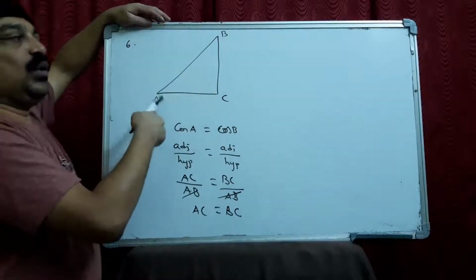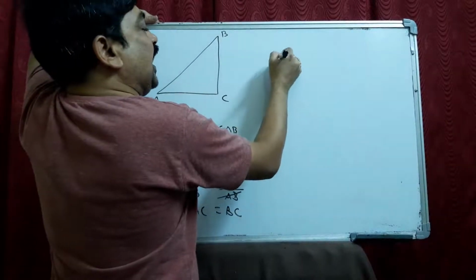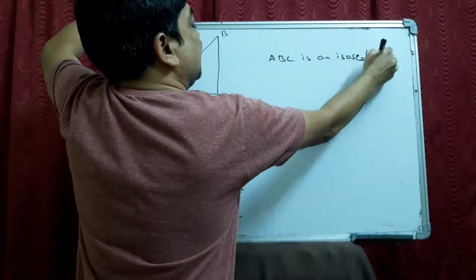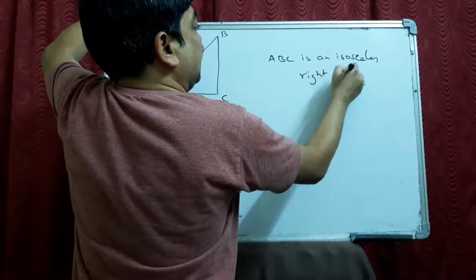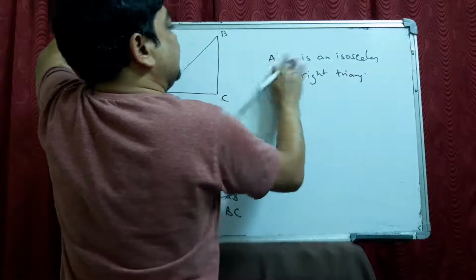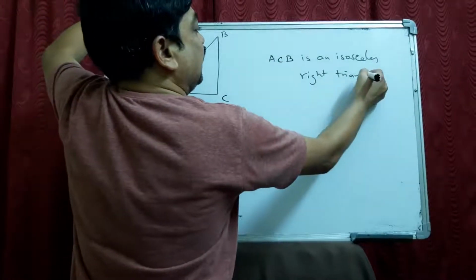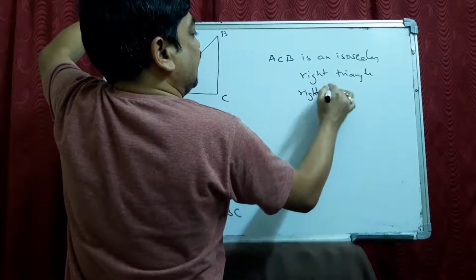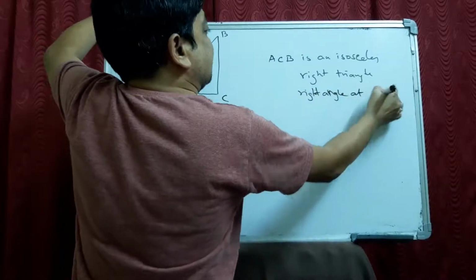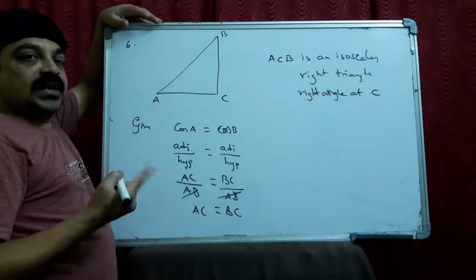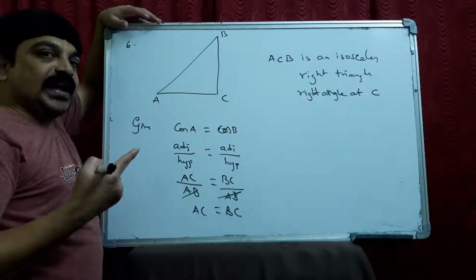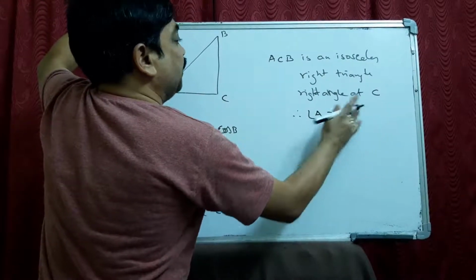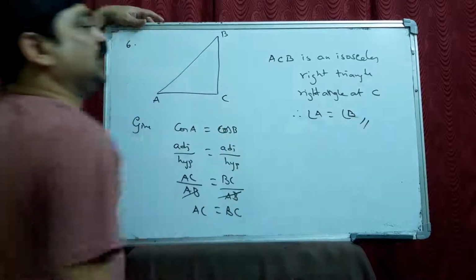When two sides are equal, it becomes an isosceles triangle. ABC is an isosceles right triangle, with the right angle at C. In an isosceles triangle, when two sides are equal, the corresponding angles are also equal. Therefore, angle A is equal to angle B. Right?